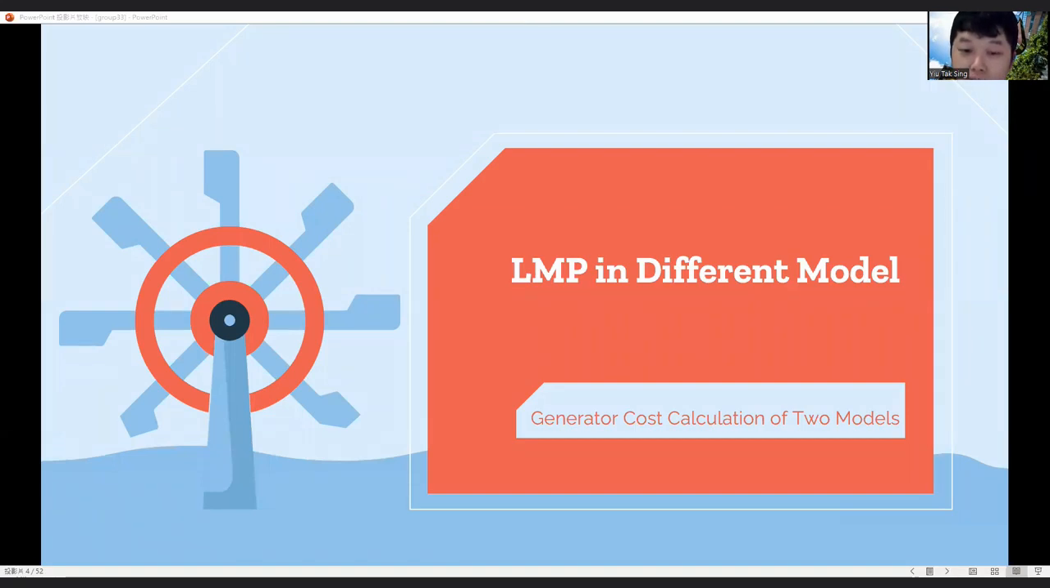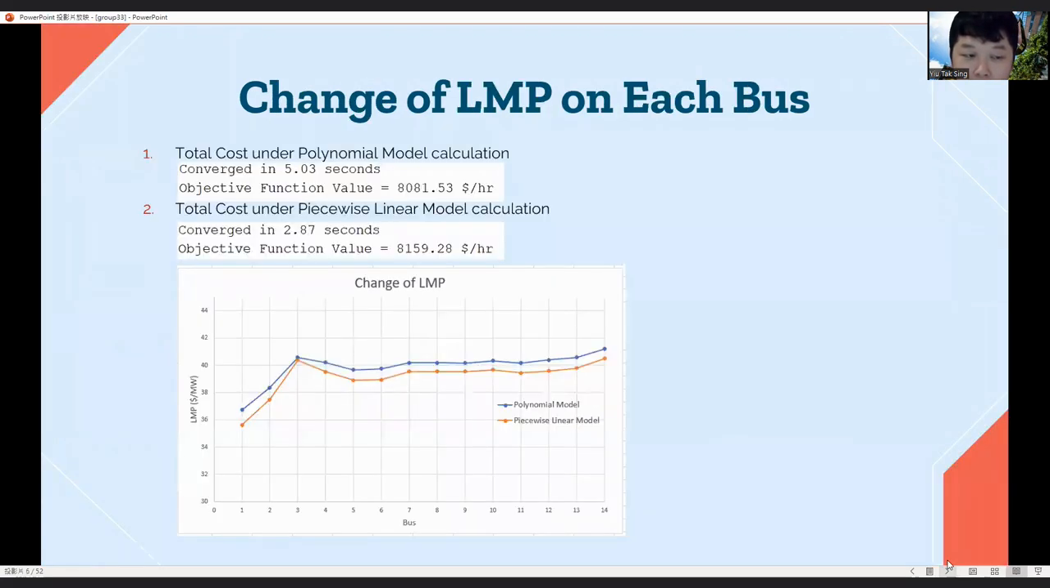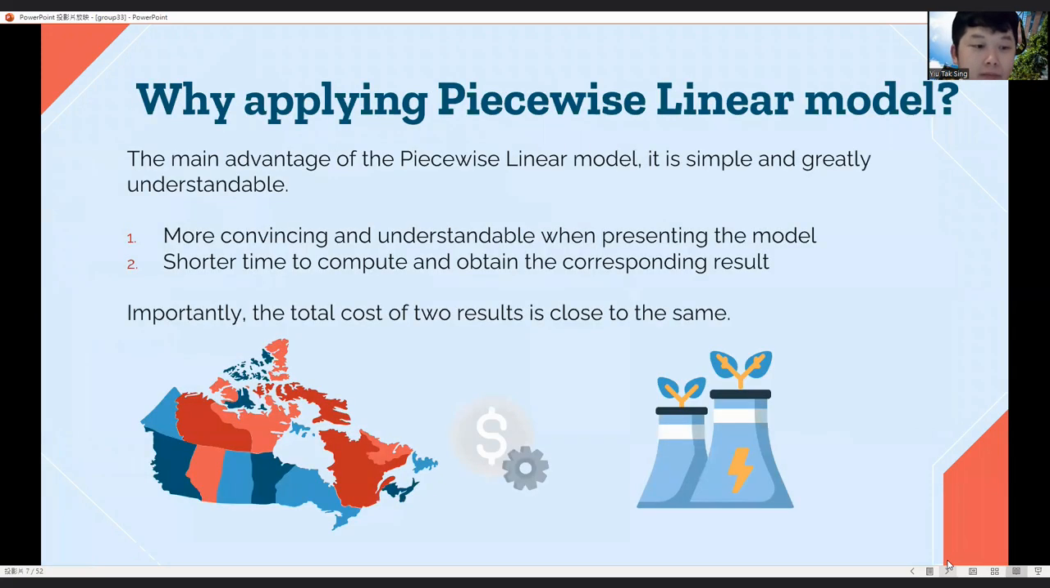Today, I'd like to talk about LMP in different models. We analyze the system using the optimal power flow function and compare the two models. Our findings indicate that the discrepancy between the two models is minor, approximately 1%. However, the power loss in the linear model is relatively larger, about 37%. In other words, that leads to economic losses.